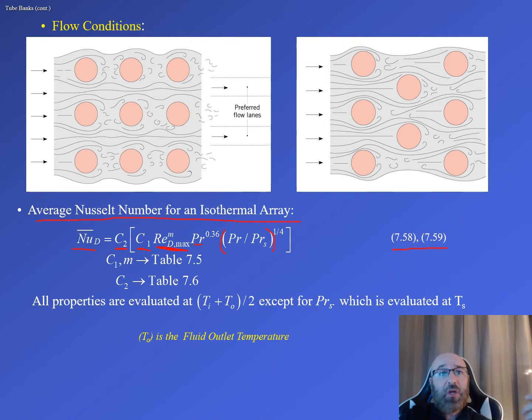And this is where we can go to our Table 7.5 and 7.6 that we'll look at on the next slide to get our values for C1 and C2 to plug in to solve for our average Nusselt number for this isothermal array. Now another thing to note within this relationship is that all properties are going to be evaluated at our initial temperature plus our T_o divided by 2, except for our Pr_s, which is going to be evaluated just at our surface temperature, our T_s.